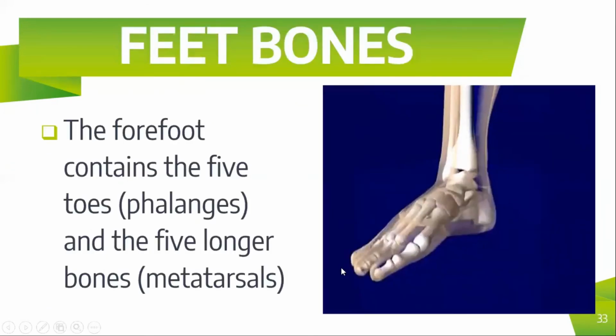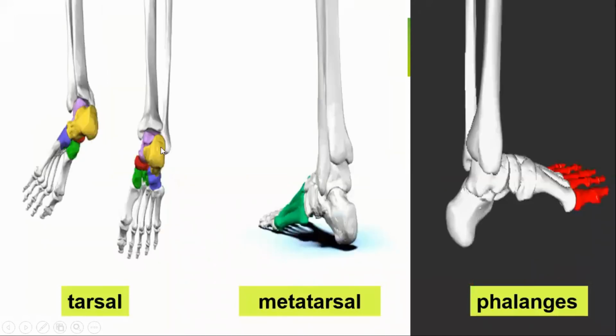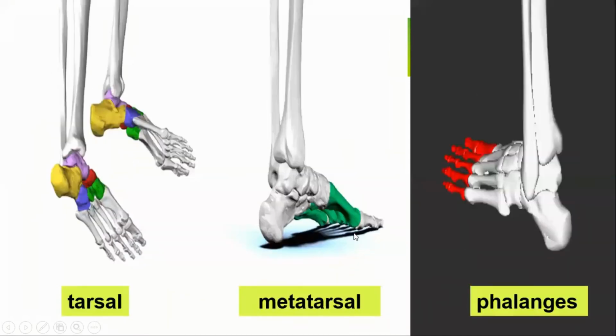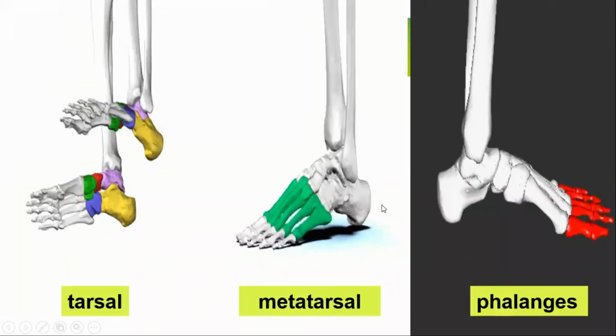The forefoot contains the 5 toes. They are the phalanges. And the 5 longer bones are the metatarsals. So remember, this yellow is the tarsal, the green is the metatarsal, and the red is the phalanges.